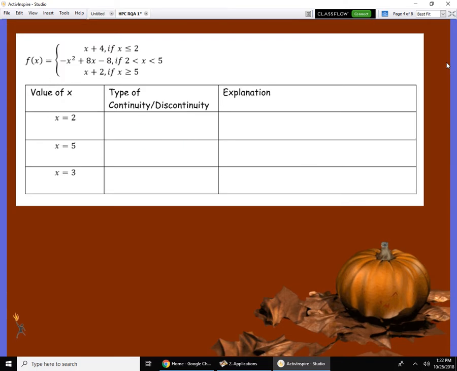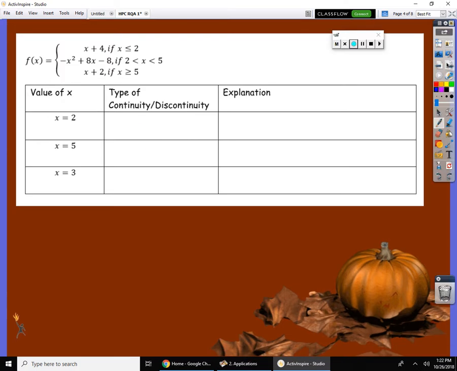Okay, so we're going to move to the next problem, which studies the same exact thing, except it has 3 equations. What are my points of transition? 2 and 5. Those are my points of transition. So the first question right off the bat asks me about 2. So I have to look at the left and the right hand of 2. Let me label these A, B, C. Which 2 equations am I going to plug it into? X plus 4 and negative X. So A and B, yes?